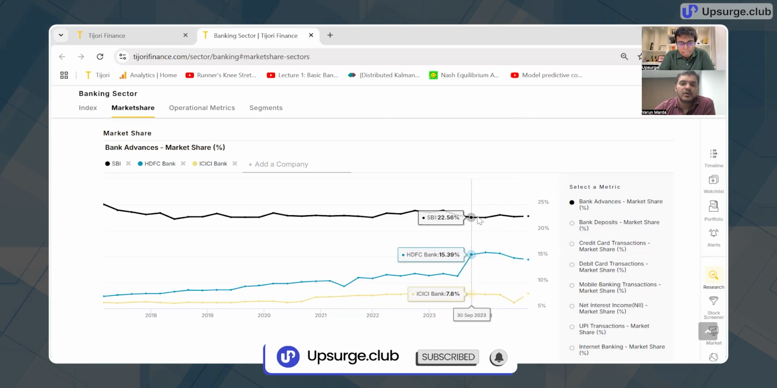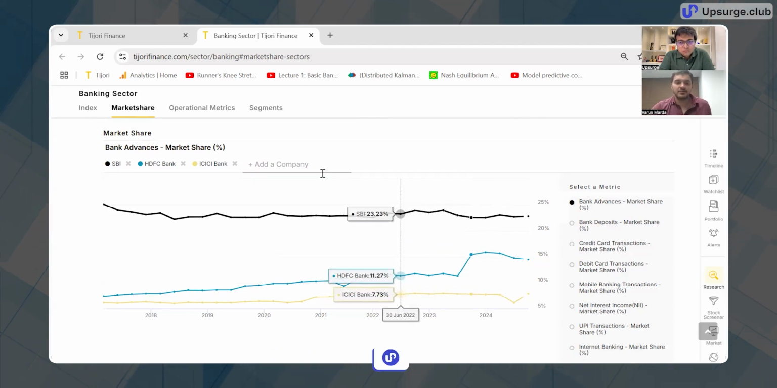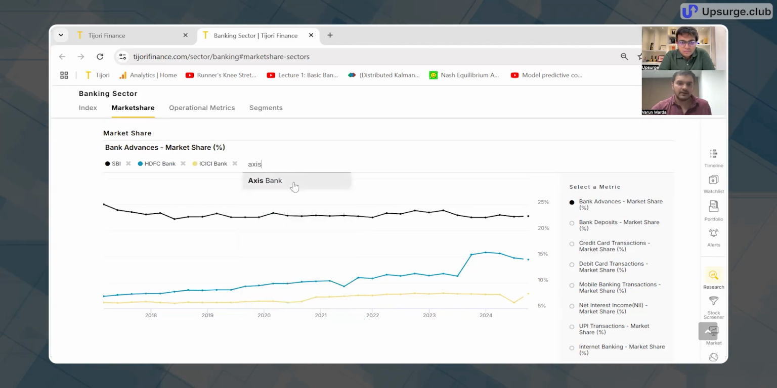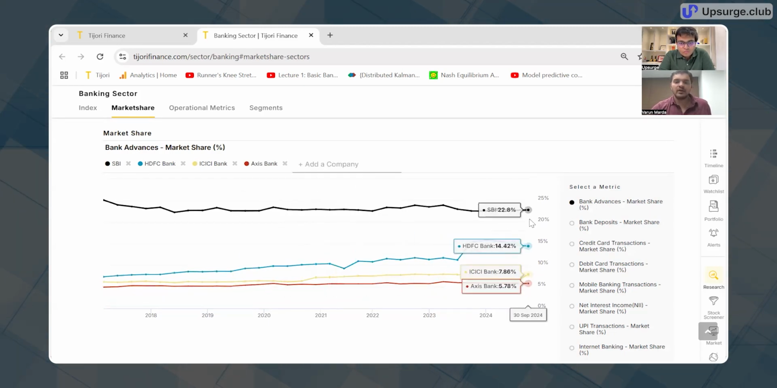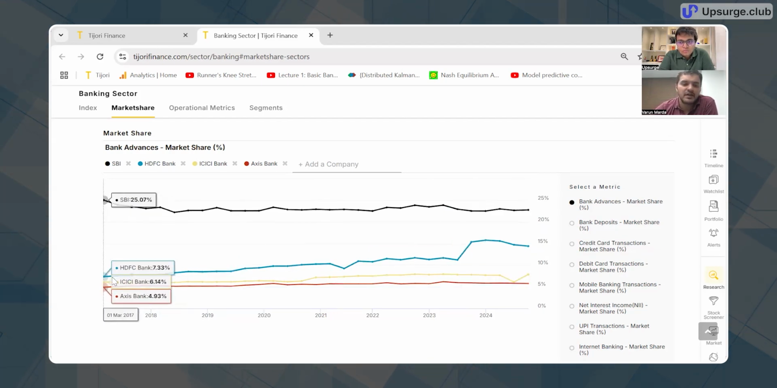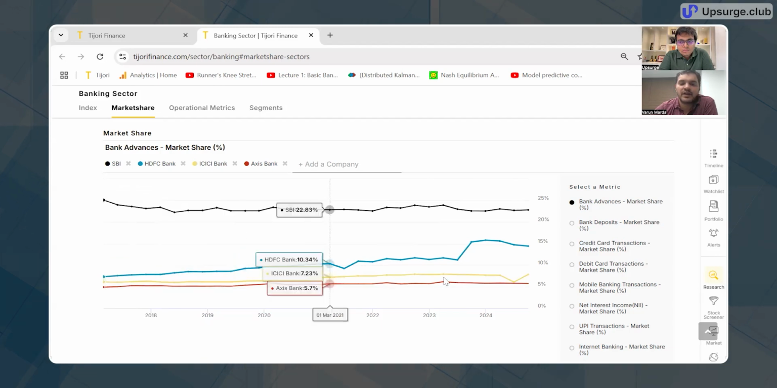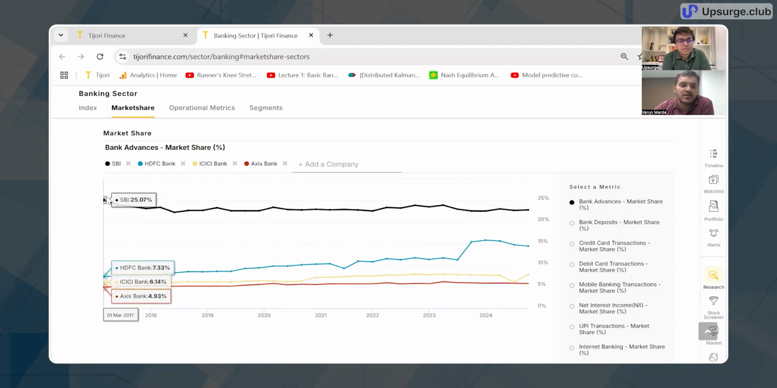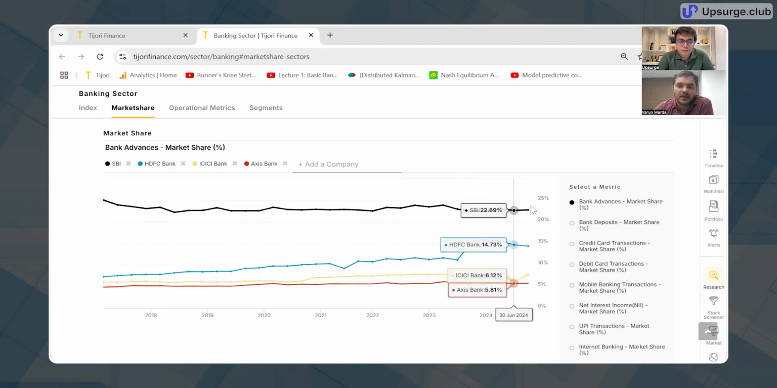So in advances, every bank is here. Can you tell me some bank? Axis Bank, you can add. Okay, Axis Bank. In loans, SBI has 22%, Axis Bank has just 5%, and 5 or 7 years back it was at 4.93, and now it's at 5.78. So it has gained market share, but not that much. And SBI has lost market share.